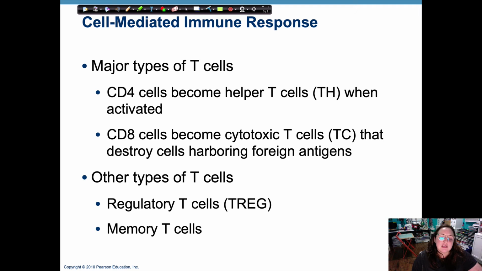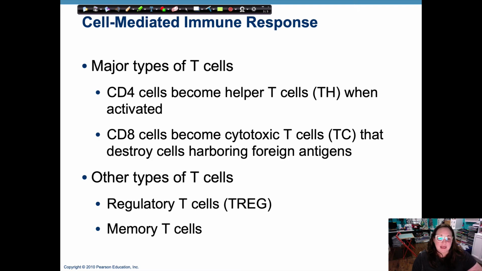Now, there are some other types of T cells that we're going to talk about as well. There are T regulatory cells and there are T memory cells. The T memory cells are much like the B memory cells. They're going to be stored away later in case a secondary immune response occurs. T regulatory cells are really important because what they do is they tell the immune system to slow its brakes, right?